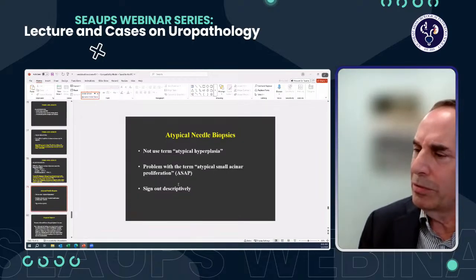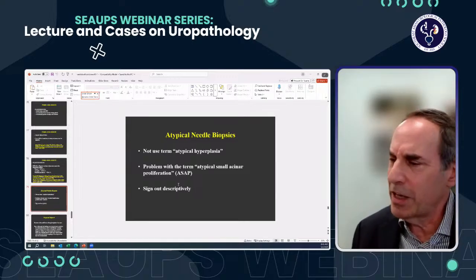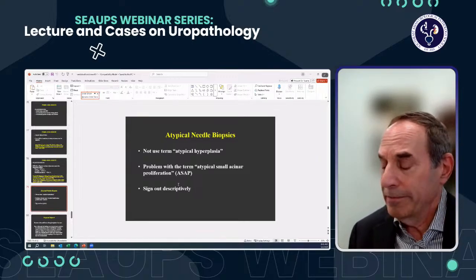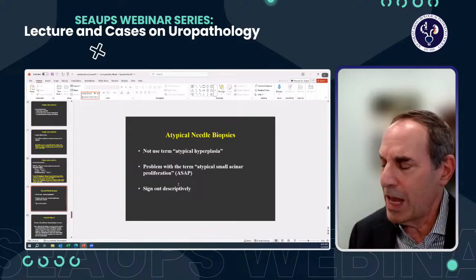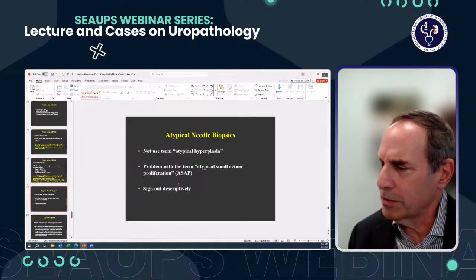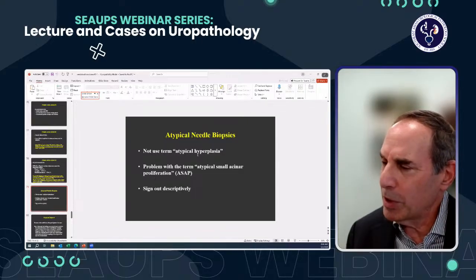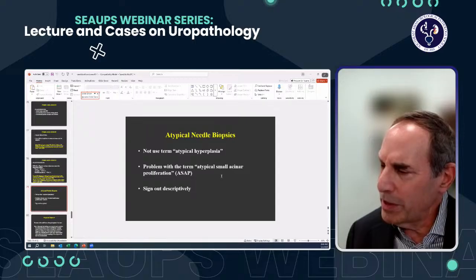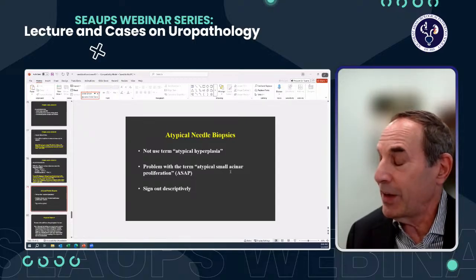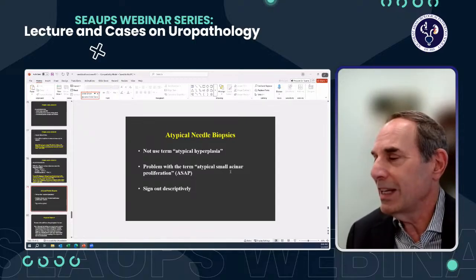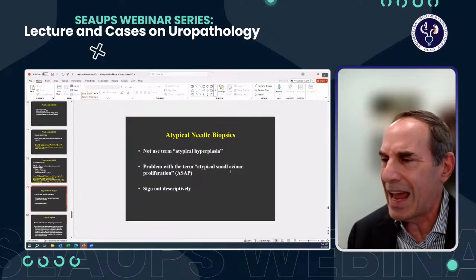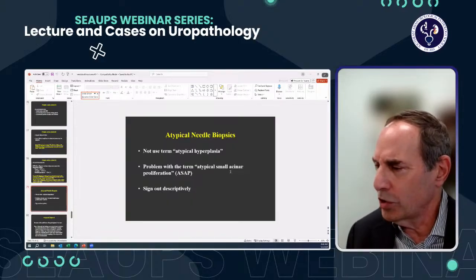So let me finally discuss atypical needle biopsies. What are the settings where you can't be definitive and diagnose prostate cancer? First of all, I don't use the term atypical hyperplasia. It's a very vague term. I don't use the term atypical small acinar proliferation. It's not as objectionable as atypical hyperplasia. The only pitfall with this is some clinicians think it's a very specific entity, where in fact, it's not really a specific entity. It's more of a status of uncertainty that we're not sure it's cancer.